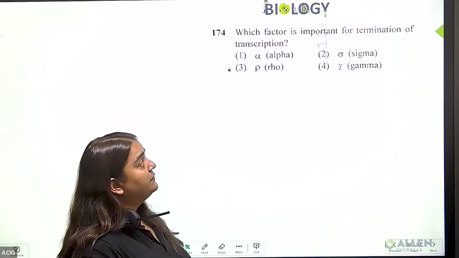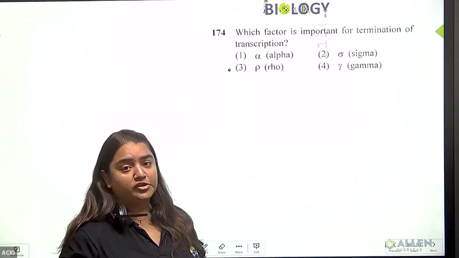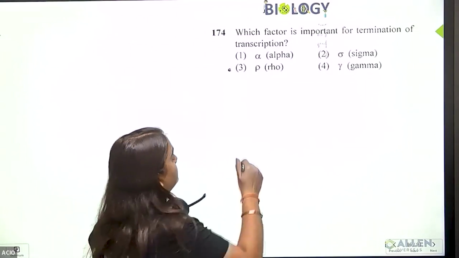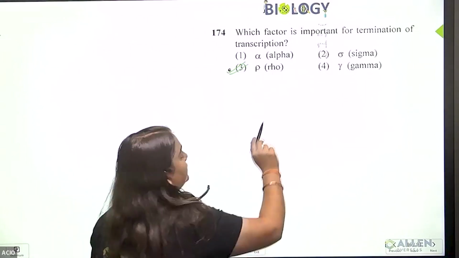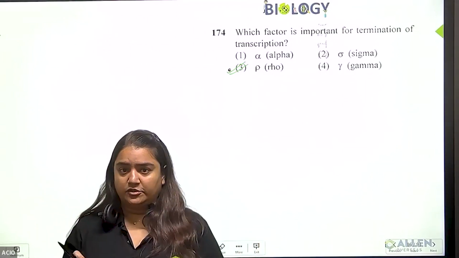174. Which of the following factors is used for the termination of transcription? That is your rho factor. Sigma is for the starting identification of the promoter site, and rho is for the termination.